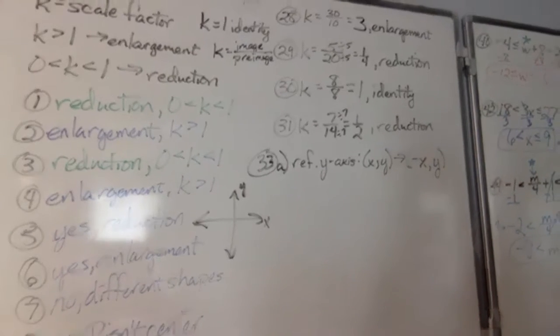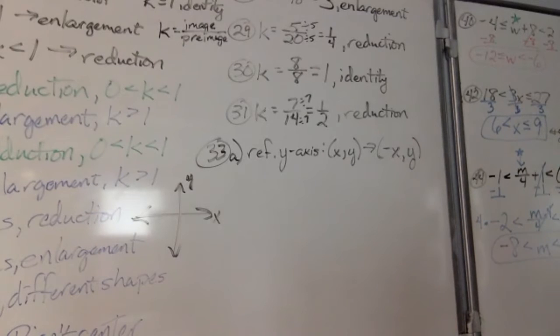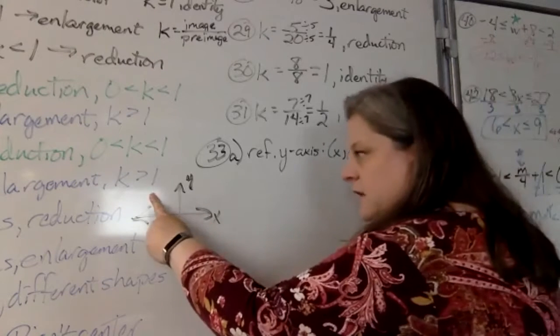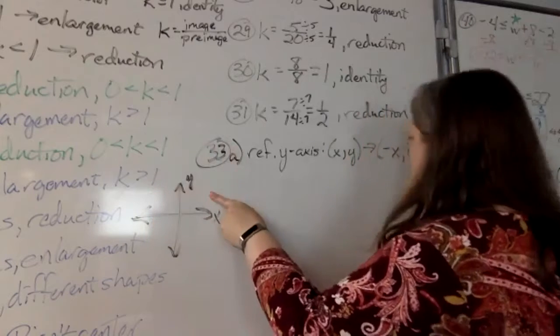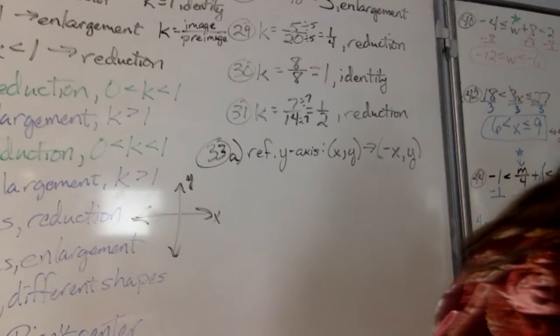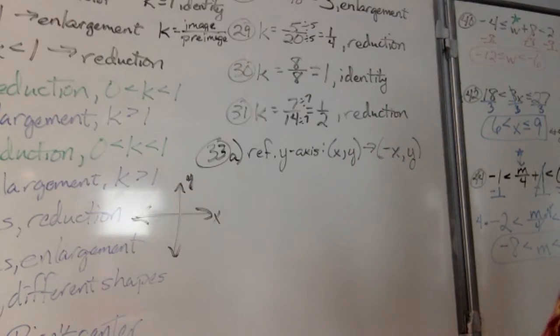Now, if you are doing these on a problem and x was already negative, that means it started off on the left and then you were moving it to the right, so the opposite of the negative, it would become positive. Okay? But you just do the opposite of whatever x is and y stays the same.